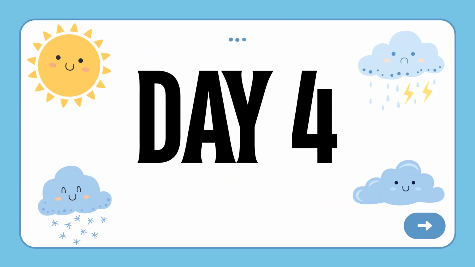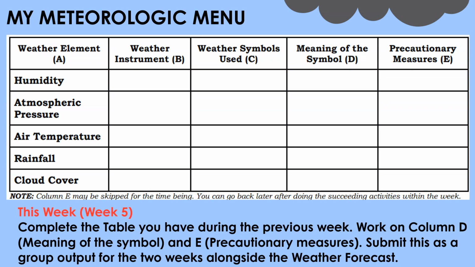Day 4. My meteorologic menu. This week, week 5, complete the table you have during the previous week. Work on column D, the meaning of the symbol, and E, precautionary measures. Submit this as a group output for the 2 weeks alongside the weather forecast.